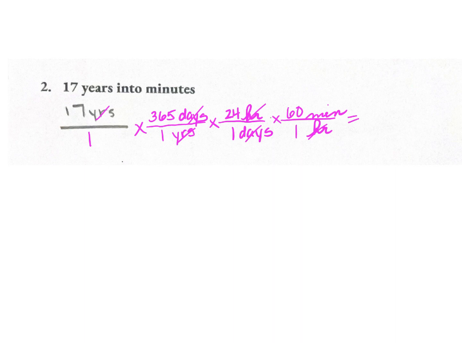So the next thing you would do is in your calculator, you would do 17 times 365 times 24 times 60, because all the bottom numbers obviously are 1. So that's how I would set this up. Just start with your units of years. Think, how do I get from years to a unit that would be closer to minutes, like days, and then from days to hours, and then hours to minutes. So I hope that helps with that.